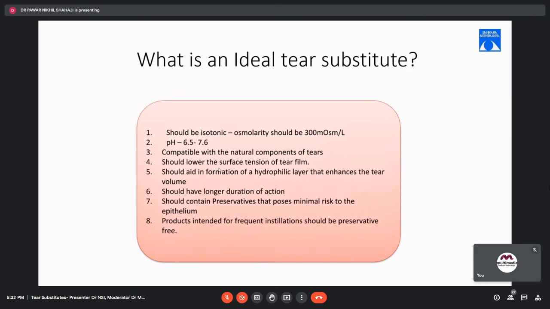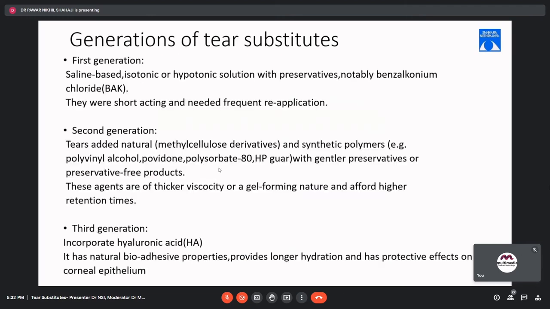And so, in the tear osmolarity, are all tear substitutes isotonic? No, ma'am. Some are hypotonic. Okay. Yes, ma'am. So to reduce the hyperosmolarity, you can have some agents which are hypotonic, and these are typically like natural tears, which is present in hypotonic agents, I think.